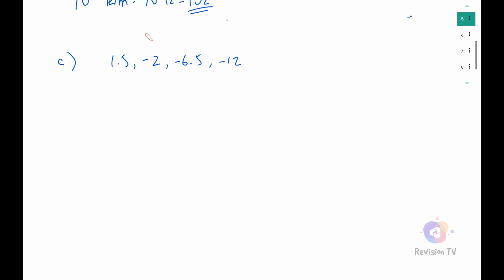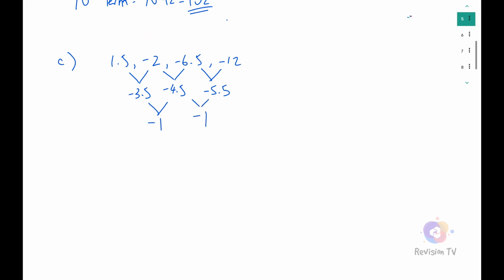First step, work out the first difference. So from 1.5 to minus 2, we are subtracting 3.5. From minus 2 to negative 6.5, we're subtracting 4.5. From negative 6.5 to negative 12, we're subtracting 5.5. Find the second difference. Every time we're going down by negative 1.